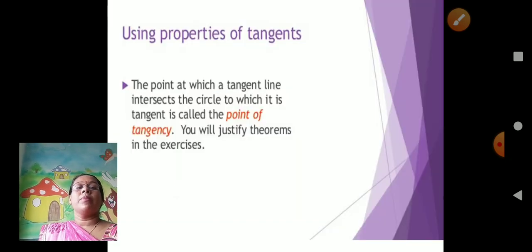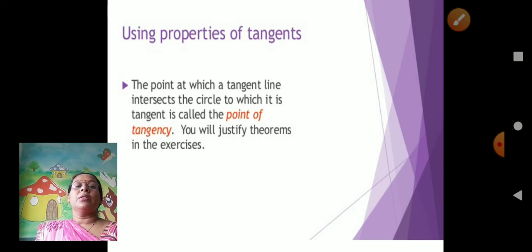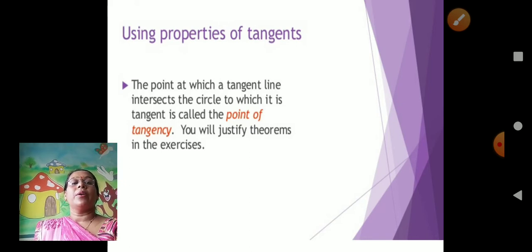See the next theorem, next property of the tangent. The point at which the tangent line intersects the circle to which it is tangent is called the point of tangency, or it is also called the point of contact. Already I told it.